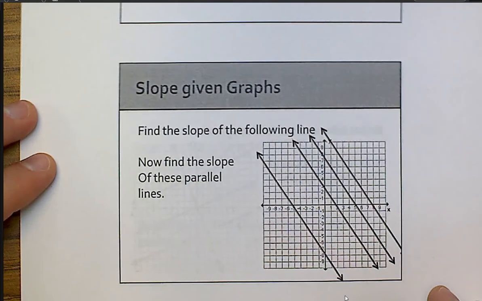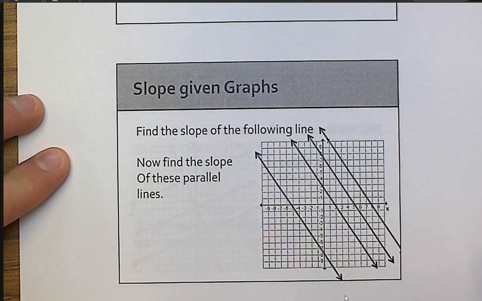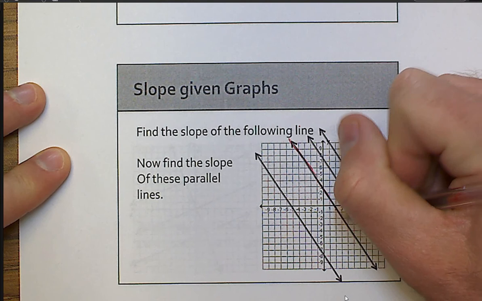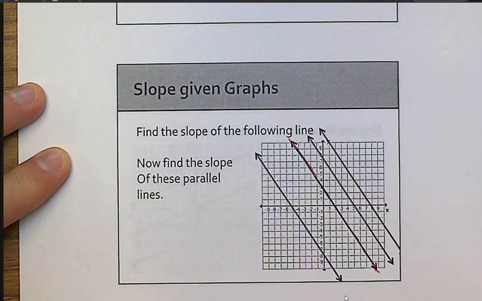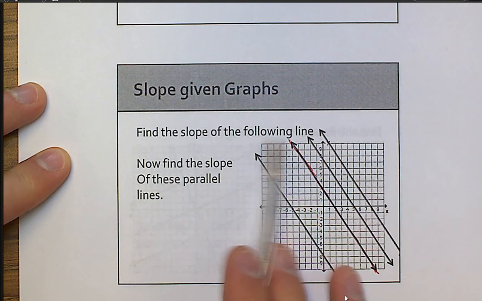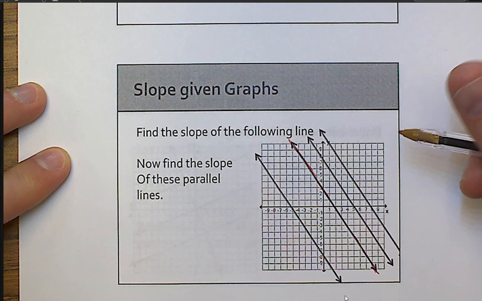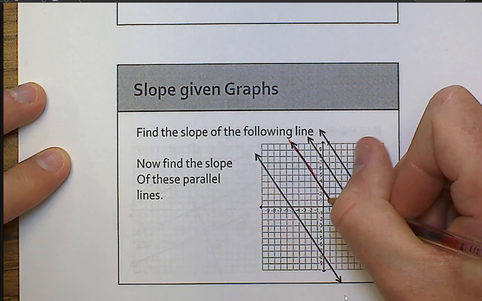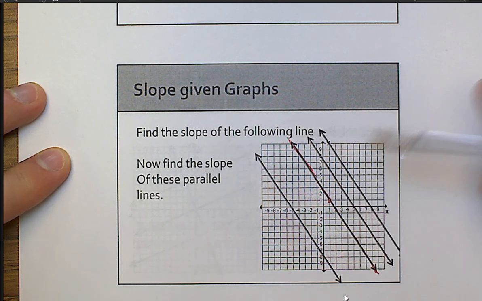So I know you see a lot of lines here. We're going to focus on this line right here for right now. I'm just going to color it in, give it a red so you can see that I'm focusing on that one. And it says find the slope of the following line. So what we want to do is carefully pick out a point on this line where it crosses the grid. So like 1, 1. I can see that this line crosses the grid at 1, 1. And let's find another point that it looks like it goes through.